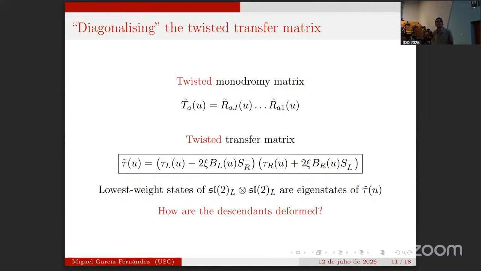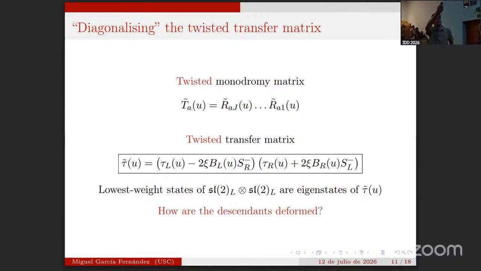And these minus operators are just the J minus, the negative generators acting on the full spin chain. Okay. So now what we do is try to diagonalize this twisted transfer matrix. The first thing we notice is the following. We know that all states of the undeformed theory that are lowest weight states, and by this I mean that are annihilated by S minus, are automatically also eigenstates of this twisted transfer matrix. This is very clear because of the form of the transfer matrix. So all we need to do is just to see how the descendants are deformed.